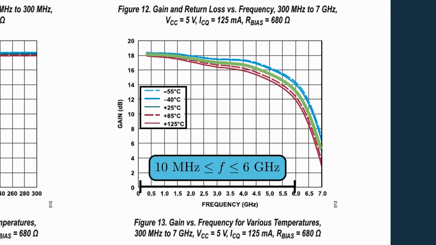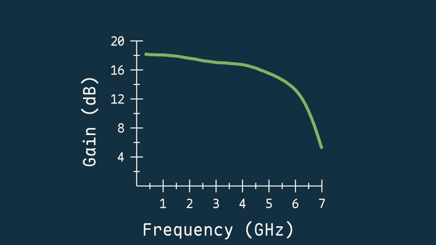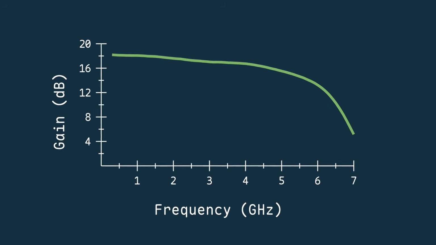And unfortunately, I haven't seen any companies offer dark mode datasheets yet, so let's just pull this gain data in and plot it ourselves. And give the frequency axis a little more room to breathe. There we go, much better.